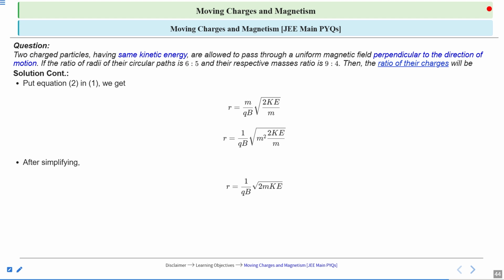And after that, we have to find the ratio of their charges. So in the form of charge, it becomes q = (1/RB) root of 2m kinetic energy. Mark it as the third equation. Now we have the equation for the charge, and we have to find the ratio of their charges. So we have simplified the equation in the form of charge and kinetic energies.